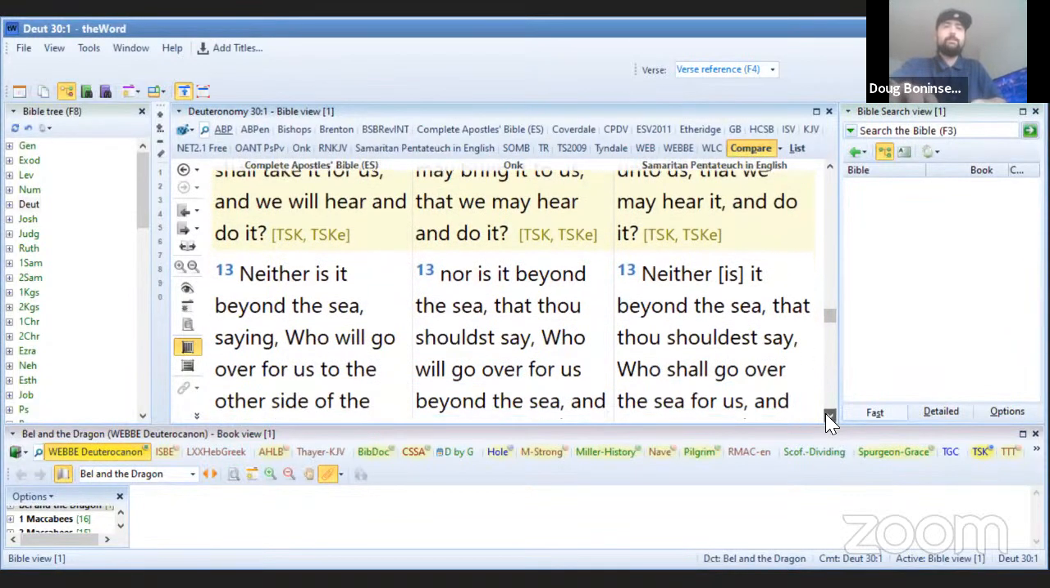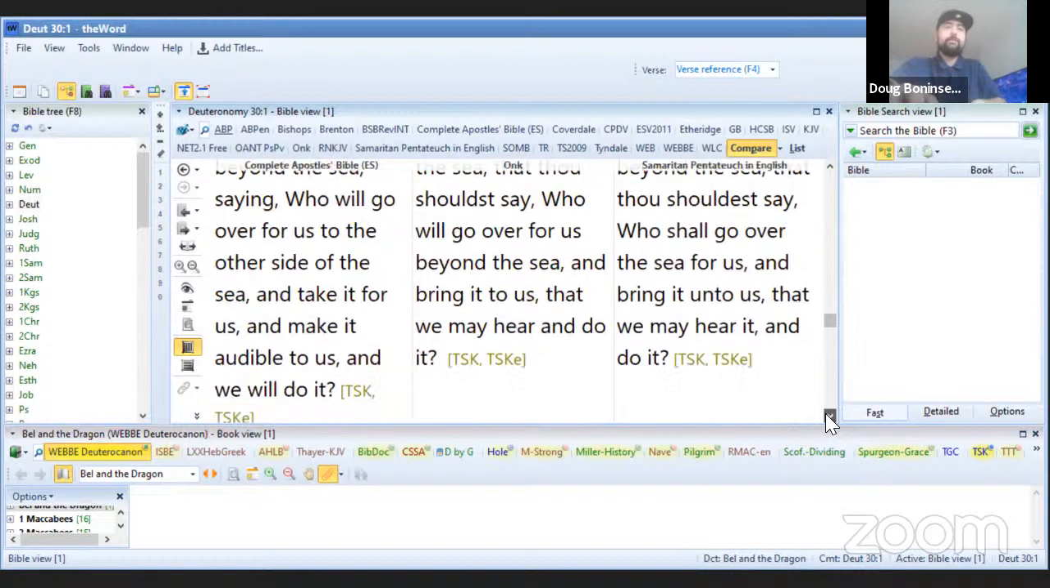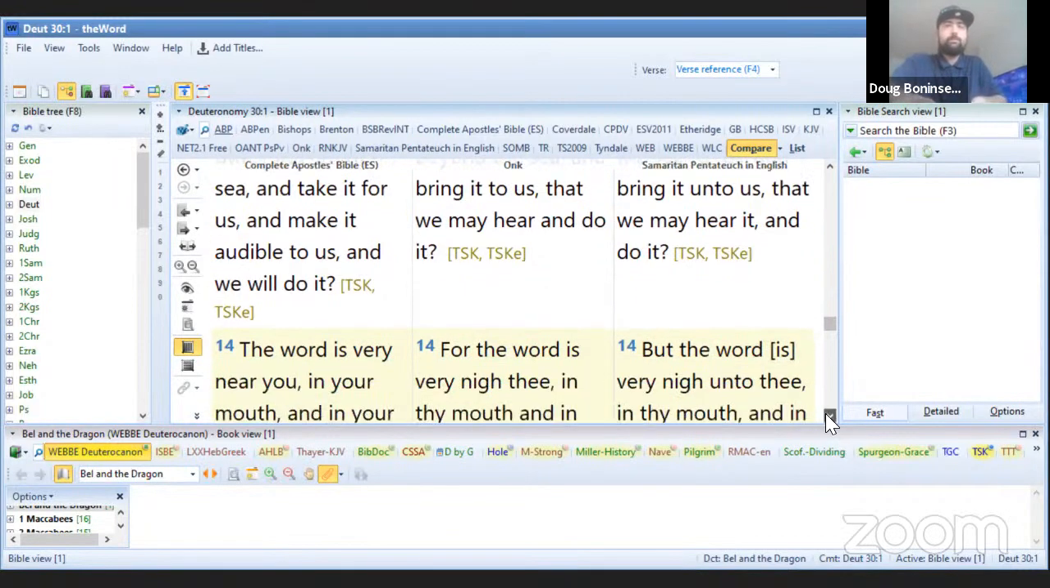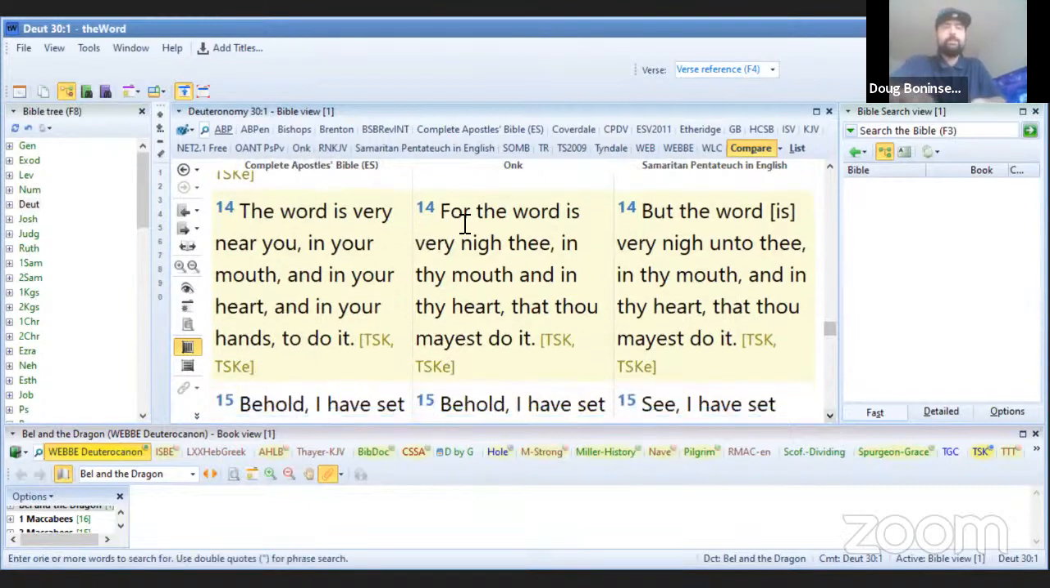Neither is it beyond the sea, saying, who will go over for us to the other side of the sea and take it for us and make it audible to us, meaning make it so we can be able to hear it. So audible is like a modernized word, meaning who shall make it so we can actually hear it. The word is very near you and in your mouth, in your heart, and in your hands to do it.